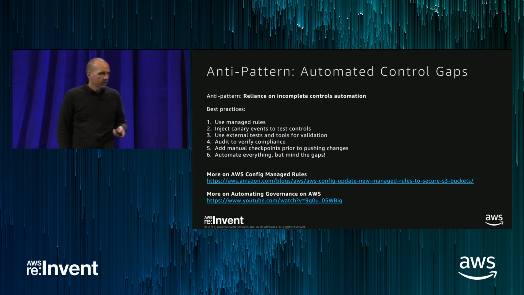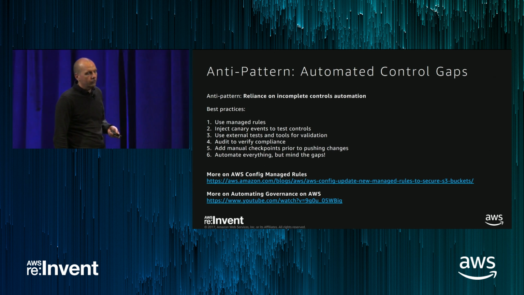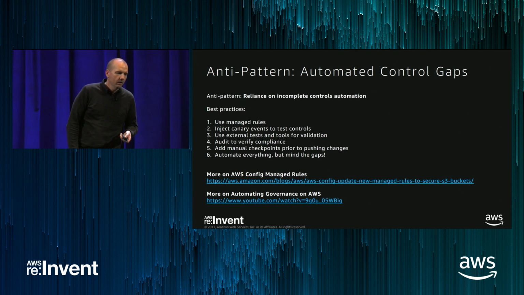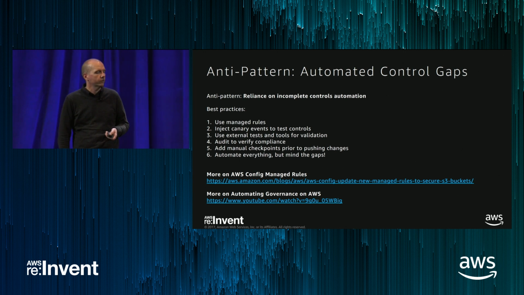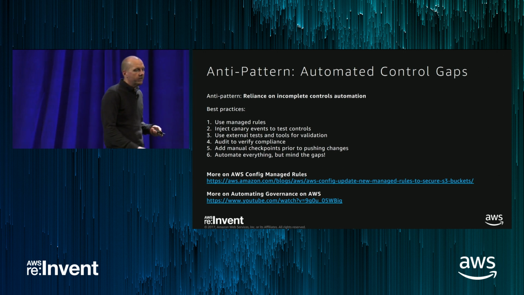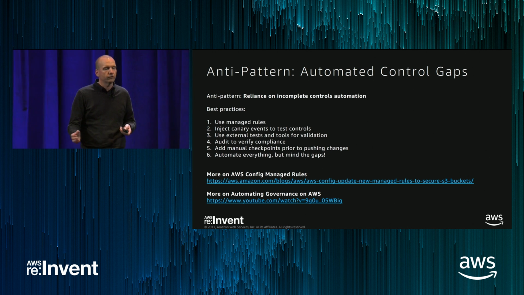So here's the slide to take a picture of. The anti-pattern is a reliance on incomplete controls automation. Best practices that we want to go to, pretty simple, to start to use managed rules right away. We'll talk about canary events in a bit, but we also want to use external tests and tools for validation.